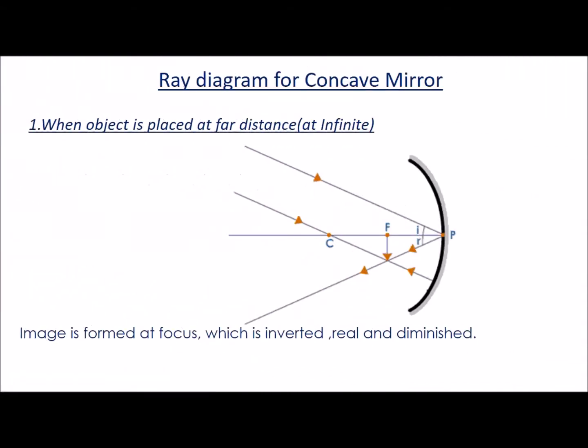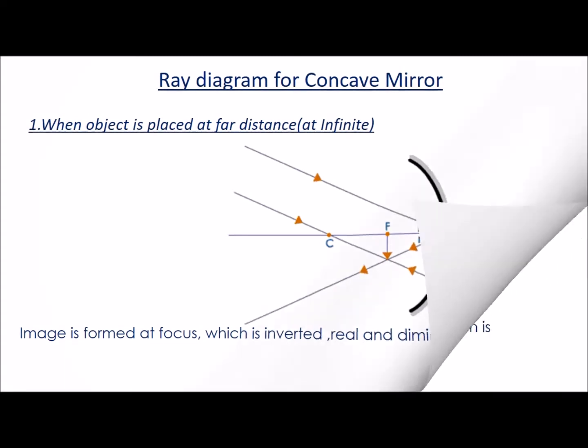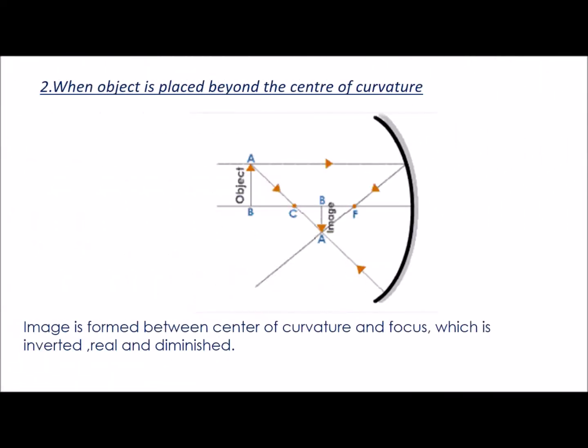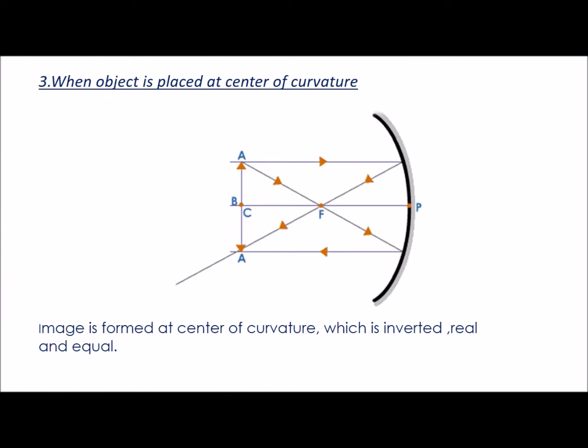Ray diagram for concave mirror. 1. When the object is placed at a far distance, at infinity, the image is formed at focus, which is inverted, real and diminished. 2. When the object is placed beyond the center of curvature, the image is formed between the center of curvature and focus, which is inverted, real and diminished. 3. When the object is placed at the center of curvature, the image is formed at the center of curvature, which is inverted, real and equal.